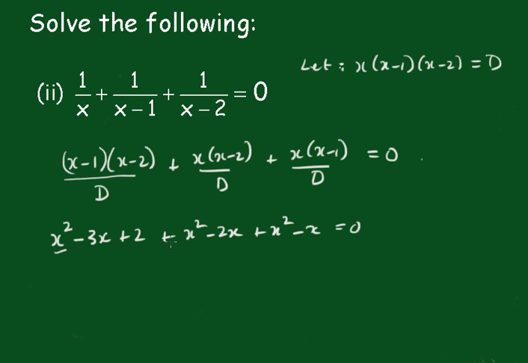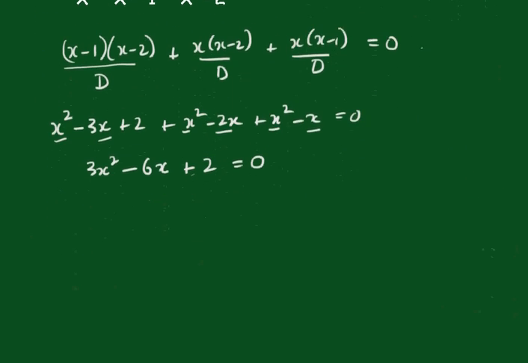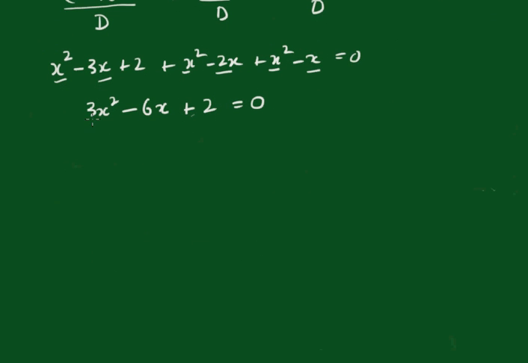So we've got x squared and x squared and x squared, so that gives me 3x squared. I've got a minus 3x, a minus 2x, and a minus x, that gives me minus 6x, and I've got a plus 2 equals 0. Right, now again we'll use the quadratic formula because we've got a 3 here. So a equals 3, b equals minus 6, and c equals 2.